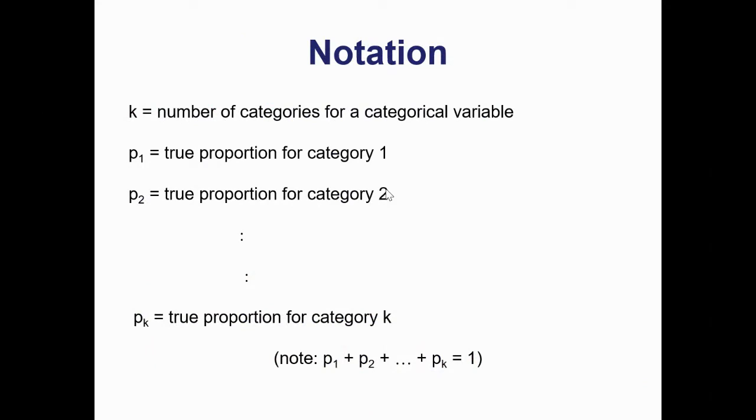So let's talk about some notation. We already said K is the number of categories. P sub 1 is the true proportion for category 1. P sub 2 is the true proportion for category 2. And we just keep going until we get to the last category. P sub K is the true proportion for category K. Since we've taken into account all the categories, if you add up all the proportions, you should get 1. So P sub 1 plus P sub 2 all the way to P sub K would give you 1.